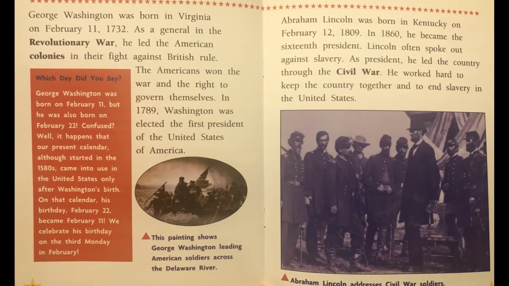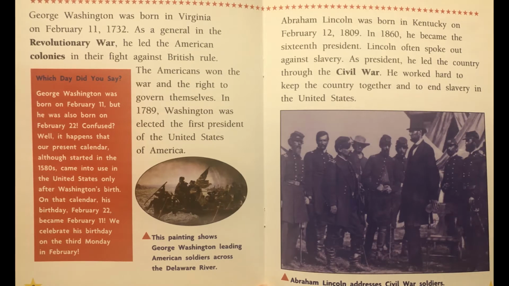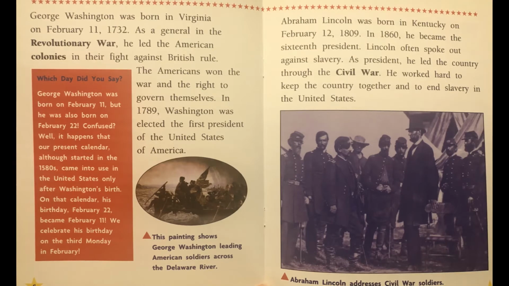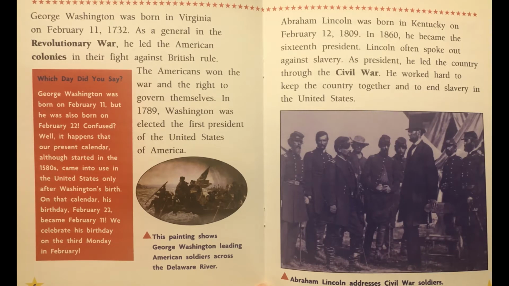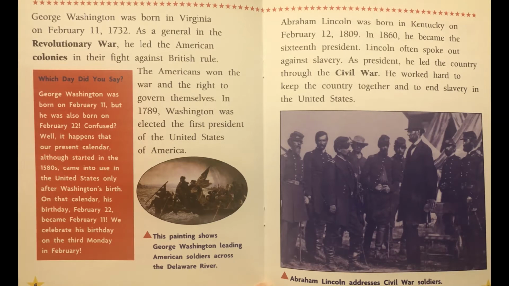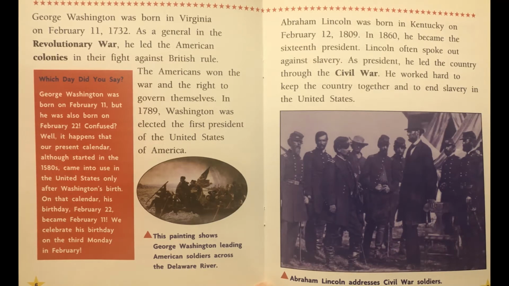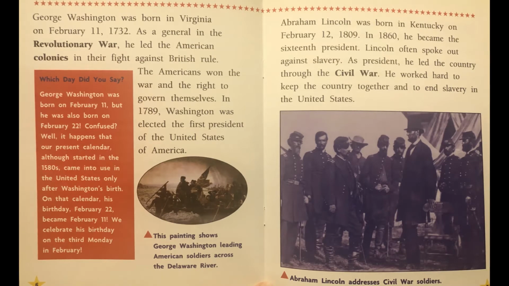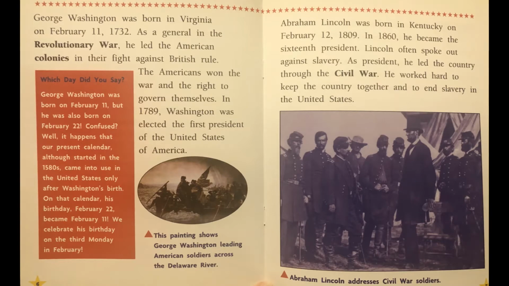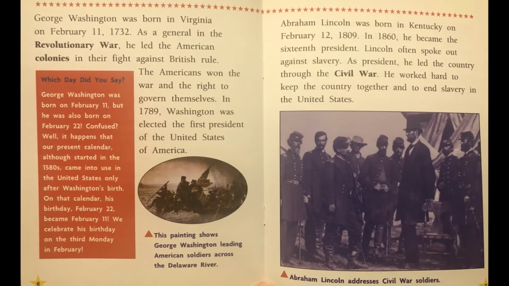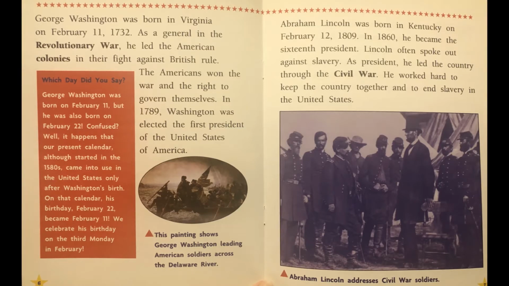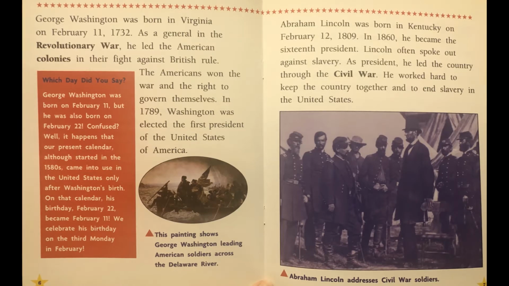And the page insert. Which day did you say? George Washington was born on February 11th, but he was also born on February 22nd. Confused? Well, it happens that our present calendar, although started in the 1580s, came into use in the United States only after Washington's birth. On that calendar, his birthday, February 22nd, became February 11th. We celebrate his birthday on the third Monday in February.